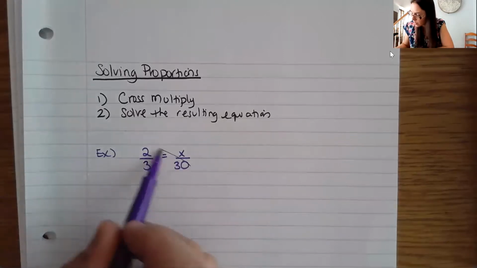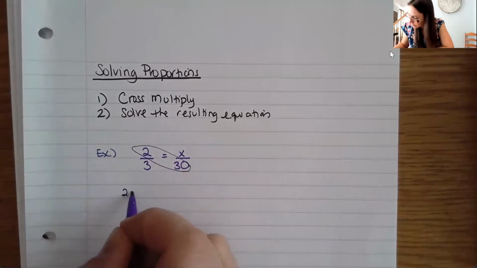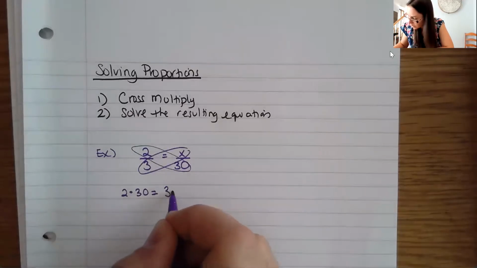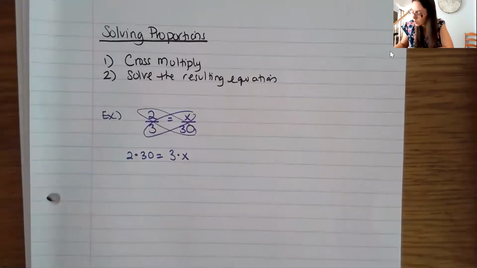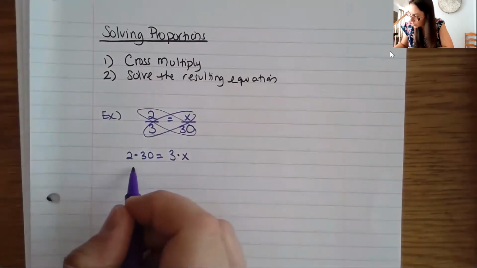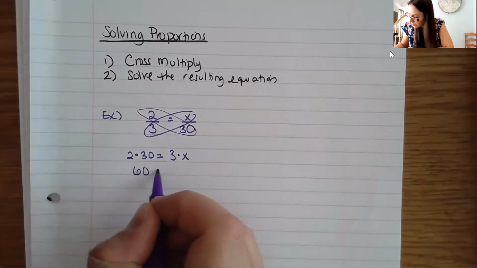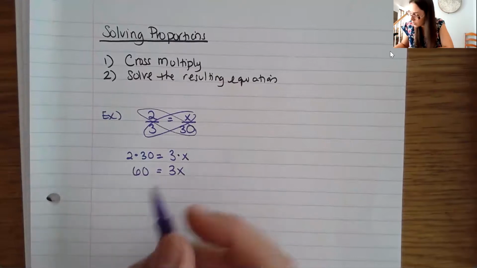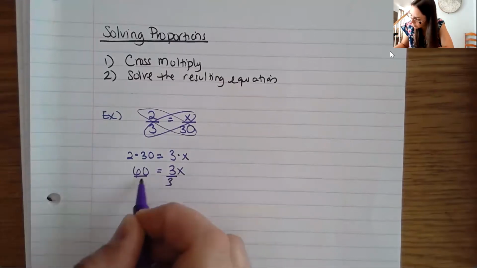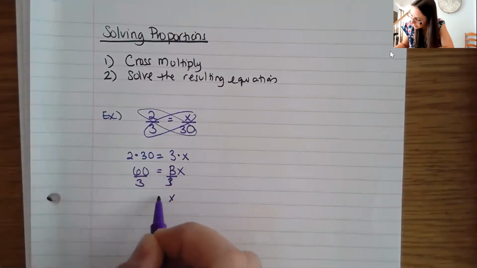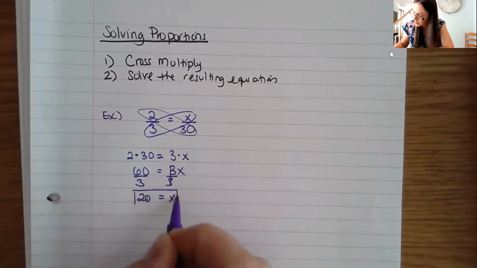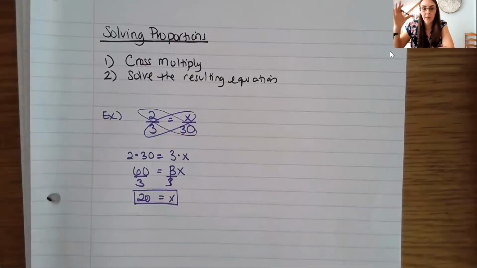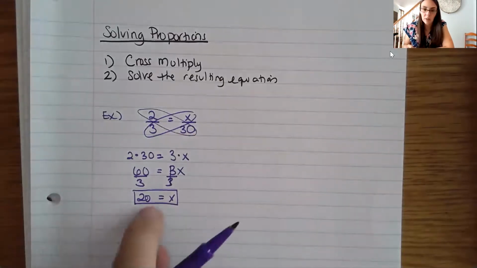So we multiply this way, and then we multiply this way. And you put an equal sign in the middle. So you have 2 times 30 is going to be 60 here. 3 times x is 3x. And now you just solve a regular equation. Divide both sides by 3. And like I said, that answer there is 20, which makes sense because this was an easy one where I could see that multiplier. 2 times 10 was going to be 20, and that's my answer.